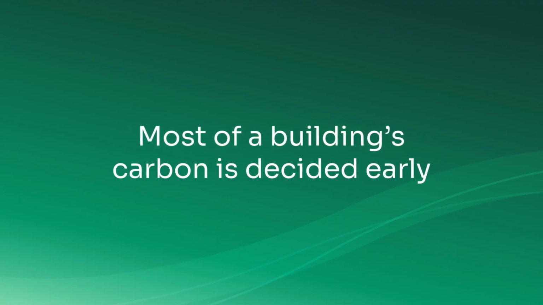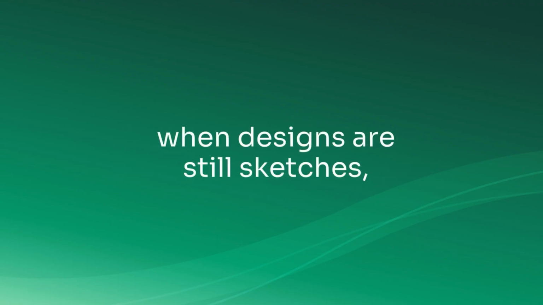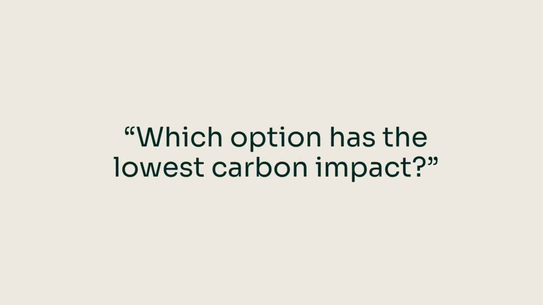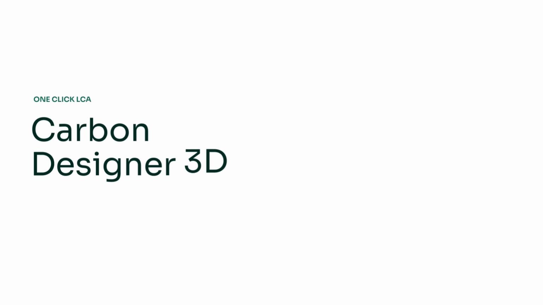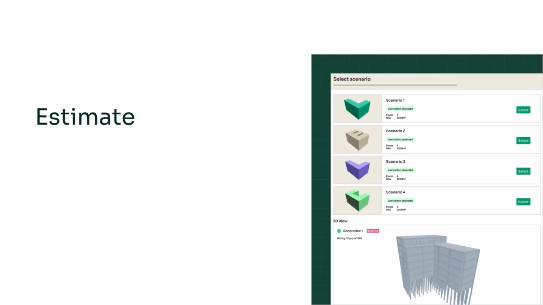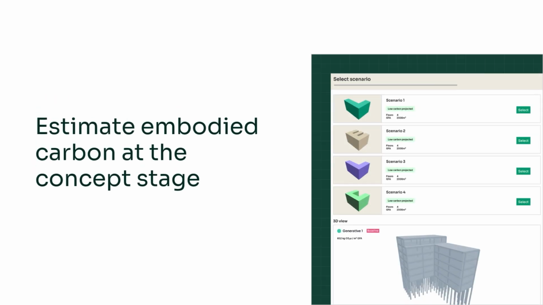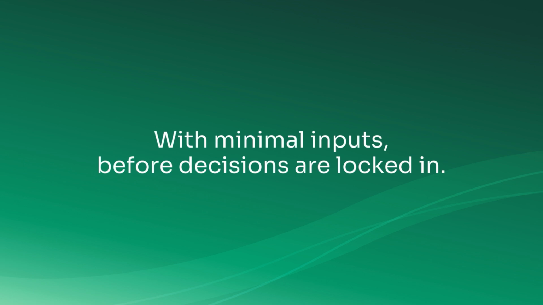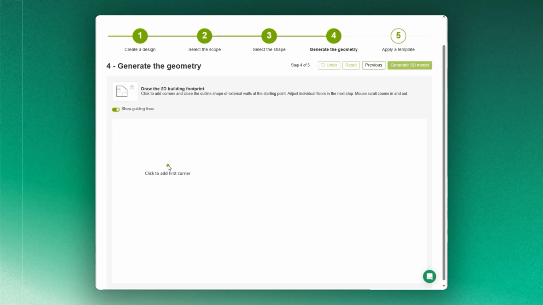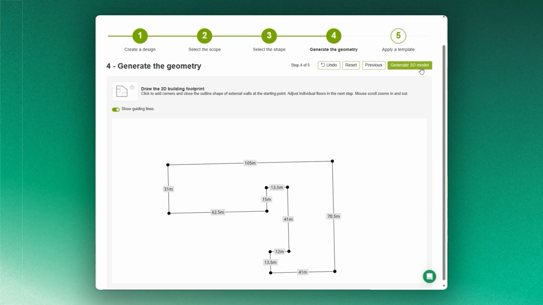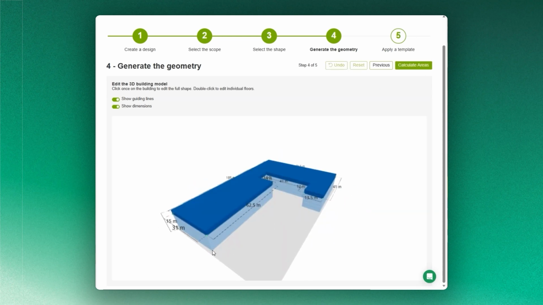Most of a building's carbon is decided early, when designs are still sketches and the client asks which option has the lowest carbon impact. Carbon Designer 3D is built for that moment. It helps you estimate embodied carbon at the concept stage, with minimal inputs before decisions are locked in. You don't need a model to start. Sketch the site footprint, define the basics, and generate an early carbon baseline in minutes.